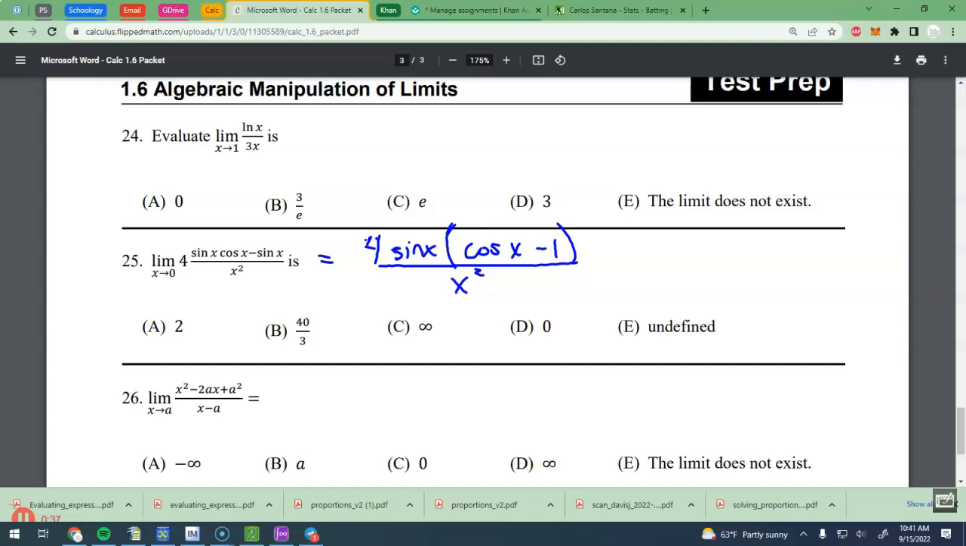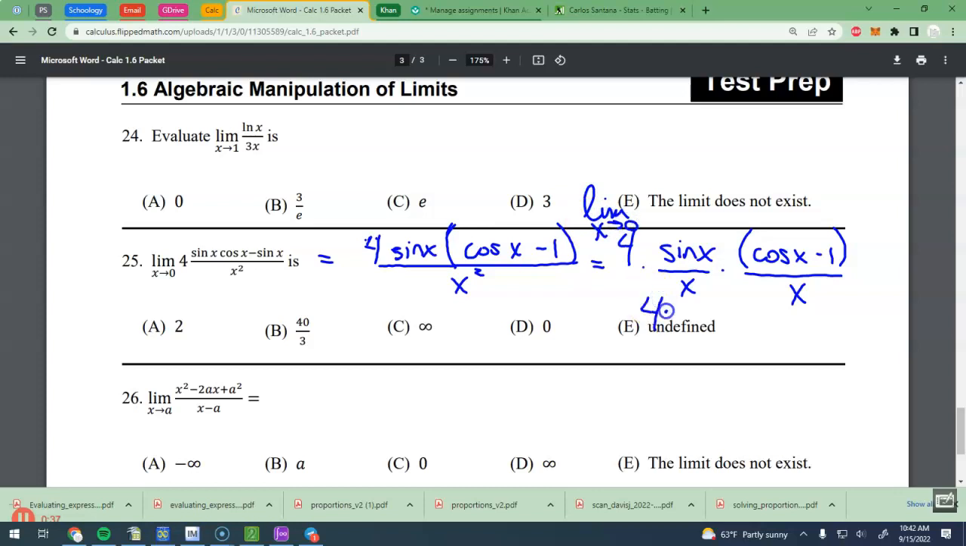Because I know sine of x over x is something I'm familiar with that I can do. Cosine of x minus 1 over x is one of the things we have rules for also. So I can kind of split up that bottom. I can rewrite this as 4 times sine of x over x times cosine of x minus 1 over x. And remember, this is all still the limit as x approaches 0.